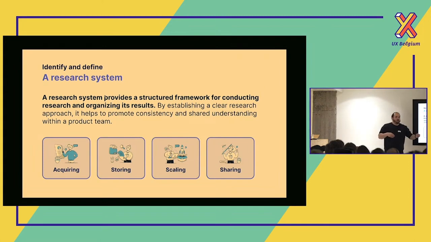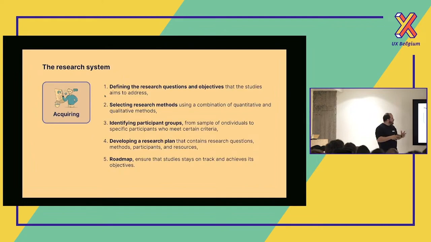So let's go to the acquisition phase. As you can understand, the acquisition is how I'm going to get information and findings about my users. First of all, define the question. Why are we doing research? Then find some methods. Are we more in the exploration phase? Are we more in the testing phase? Then participants, of course. Define some segments, some user groups you want to test with, and have a plan and a roadmap.